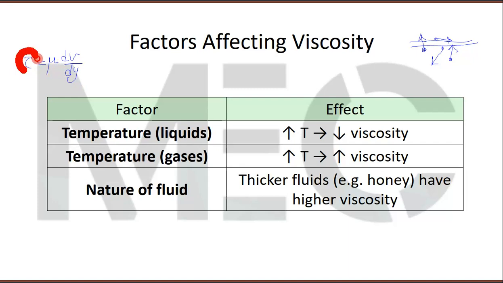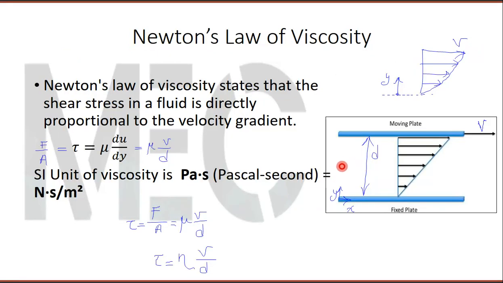If we apply a shear stress, which is the moving force to cut the layers of the gas, when particles are moving faster, the gas has a greater resistance. So when the temperature of a gas increases, it has more resistance to flow. Viscosity gets greater.